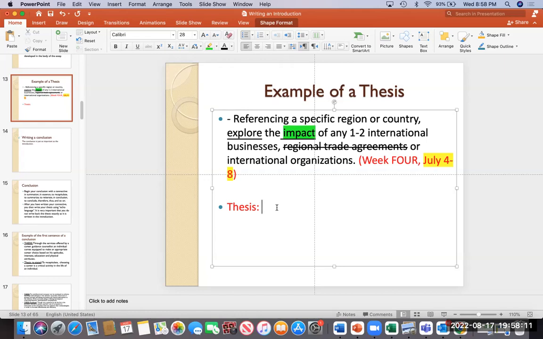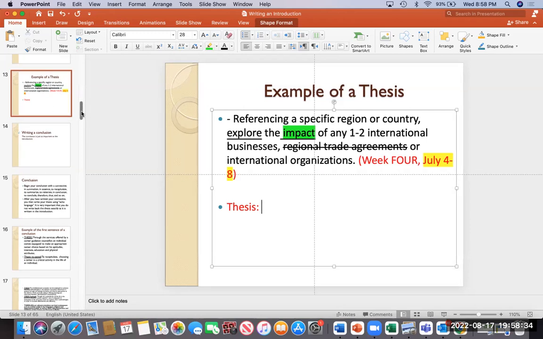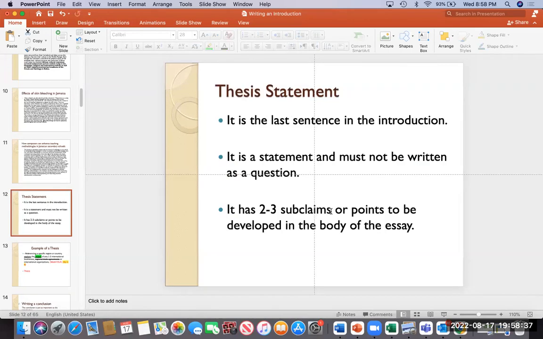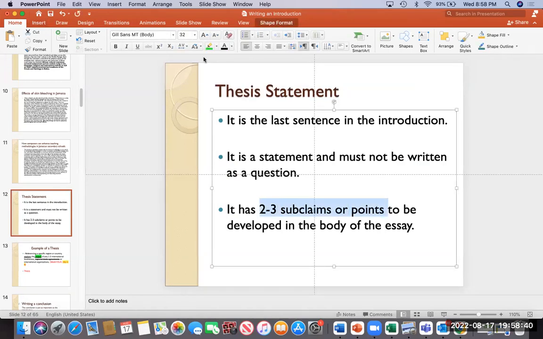Tell me if you understand that. Hello? So can you repeat for me, please? So I'm saying when you look at a question, there is a word in it that is the focus of the paper that you will have to use to develop your thesis. So remember we said the thesis has 2 to 3 subclaims, right? In other words, there's a word or phrase in the question that determines what you're going to develop in the paper.